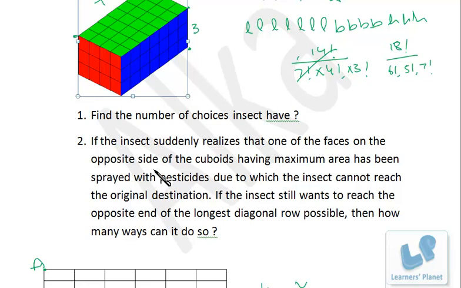Now the second question, let me extend it. If the insect suddenly realizes that one of the faces on the opposite side of the cuboid having maximum area has been sprayed with pesticide, due to which the insect cannot reach the original destination. If the insect still wants to reach the opposite end of the longest diagonal possible, then how many ways can it do so? So let's try this.